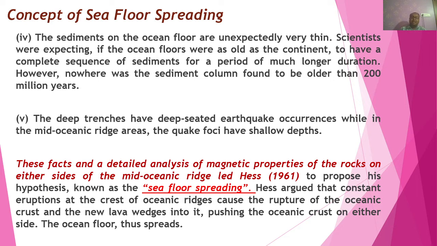These facts and a detailed analysis of magnetic properties of the rock on either side of the mid-oceanic ridge led Hess in 1961 to propose his hypothesis known as seafloor spreading. So who postulated this hypothesis? Seafloor spreading, that is Hess. Hess argued that constant eruption at the crest of the ocean ridge caused the rupture of the oceanic crust and the new lava wedges into it, pushing the oceanic crust on either side. The ocean floor thus spread.